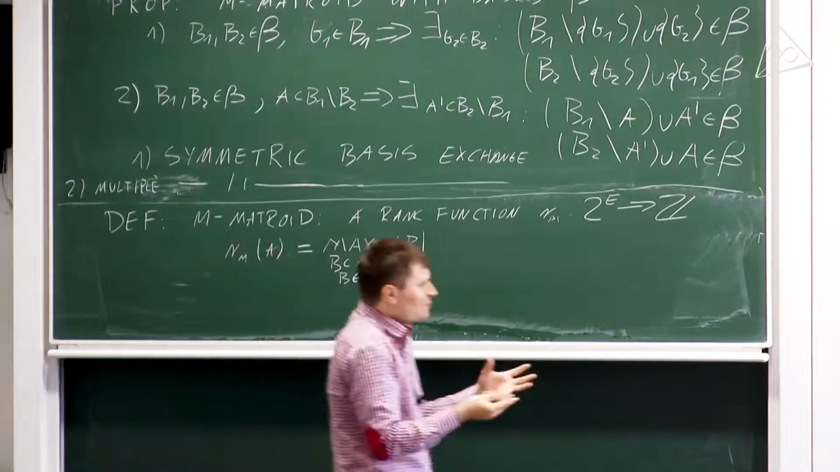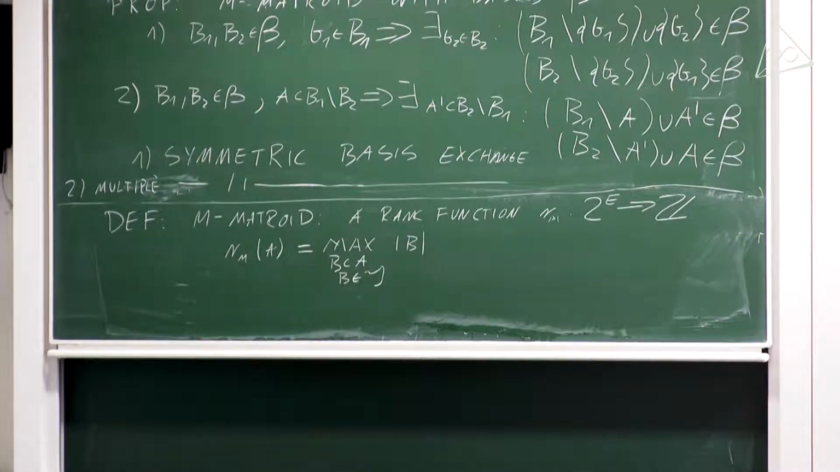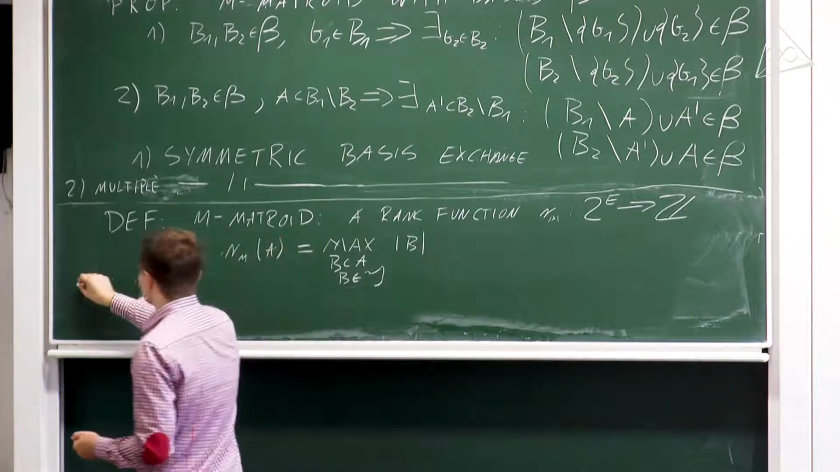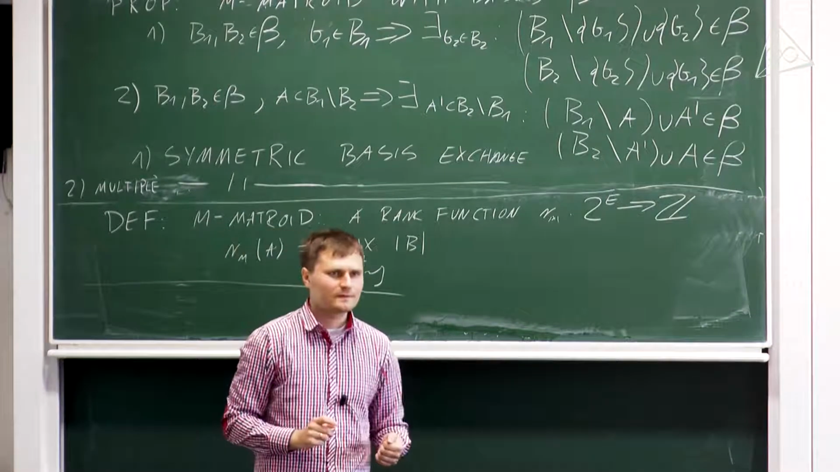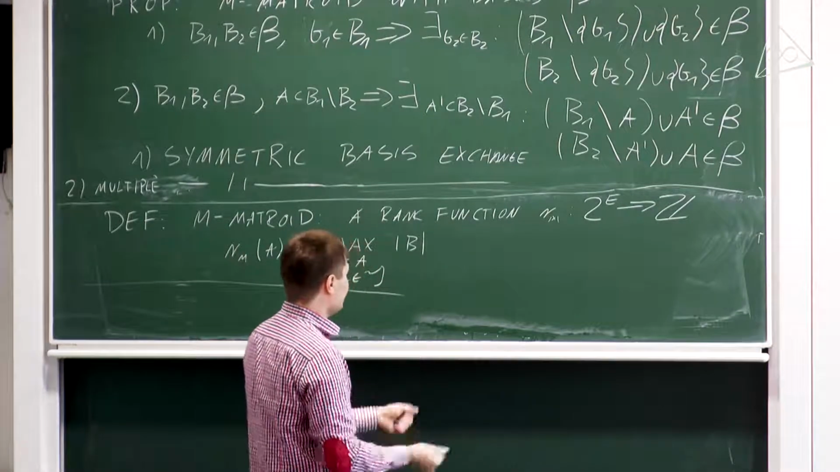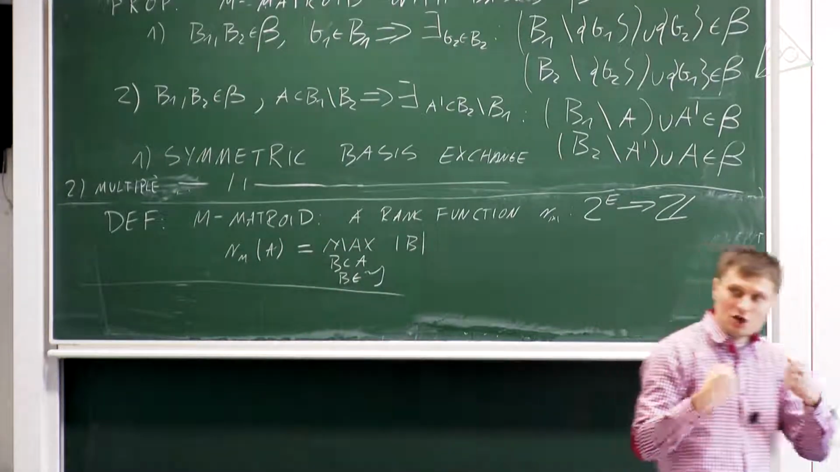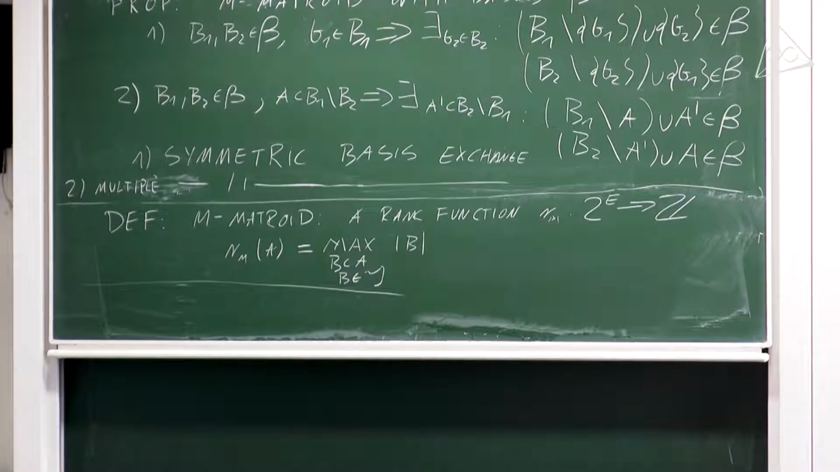And think about linear algebra. How would you define the dimension spanned by a few elements? It's the cardinality of the largest independent set among those elements. Perfect. So the rank function is unique, and it determines the matroid. If we know the rank function, we know the matroid.